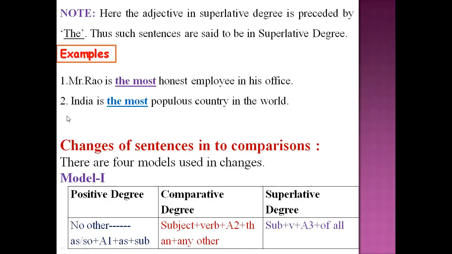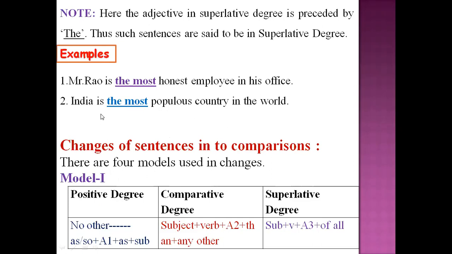These are called superlative degrees, and here we understood that the adjective in superlative degree is preceded by the definite article "the". Thus, such sentences are said to be in superlative degree. So that's why these are called superlative degree. Examples also: Mr. Rao is the most honest employee in his office. The most is in superlative degree. India is the most populous country in the world.